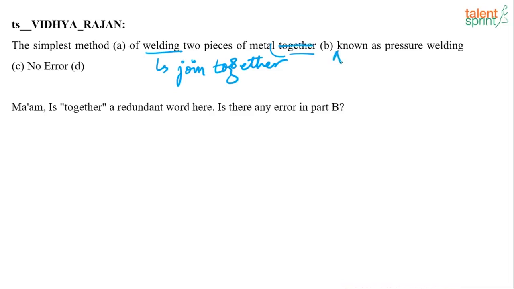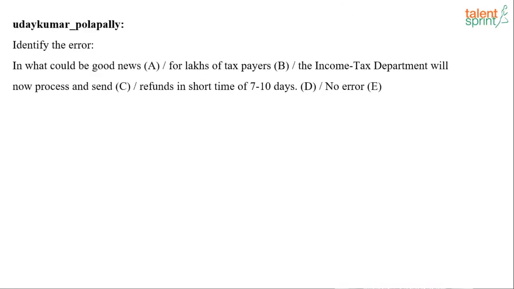And this is not the problem, there should be an "is known as", "is" missing. Alright, so the error is in option number B if there is an "is" already. Okay, "is known as pressure welding". What you have to do is spot the error or identify the error.